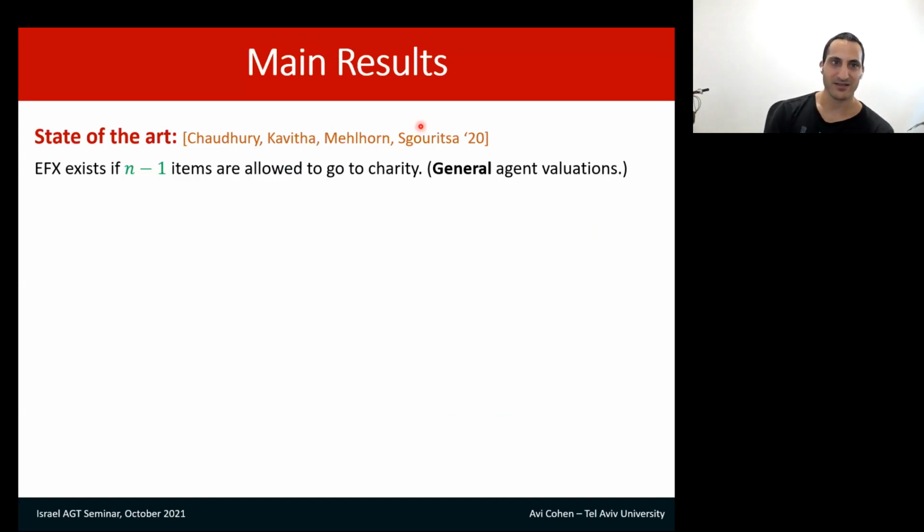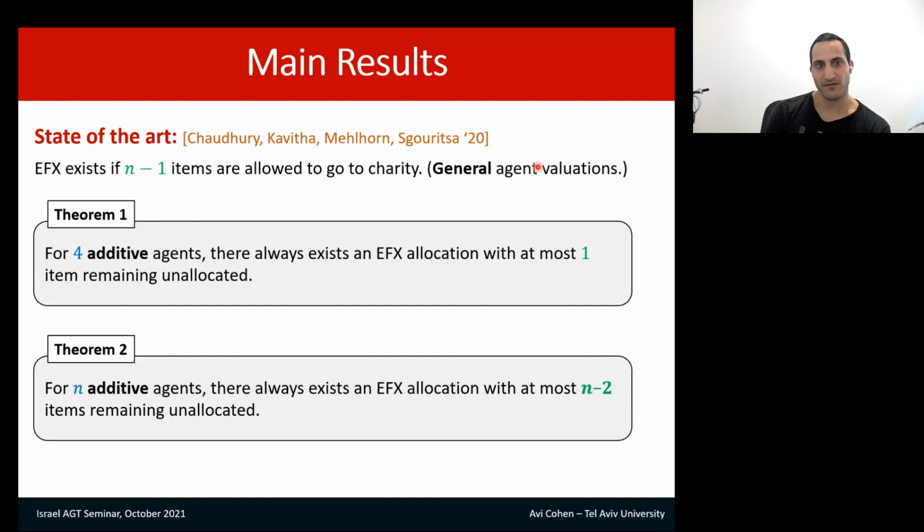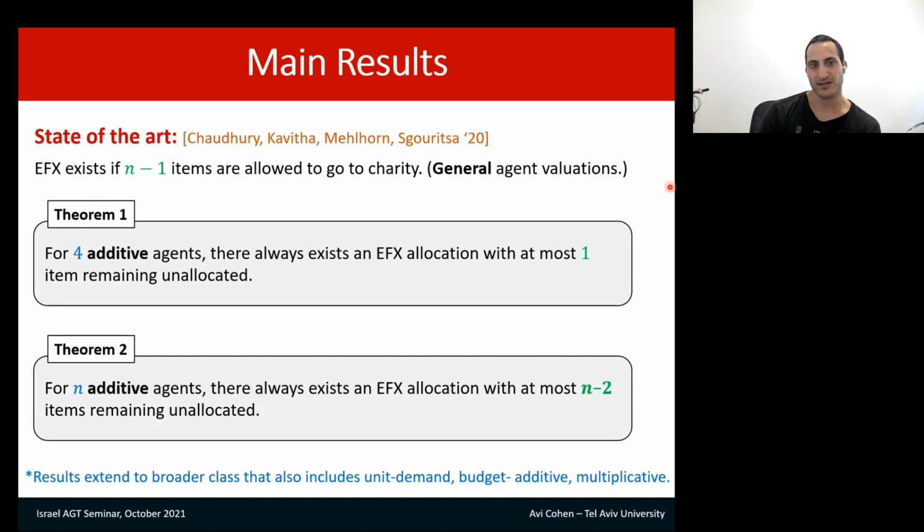Okay, so the main results. Just a reminder, this is the state of the art: n-1 items are allowed to go to charity. The main theorem is that for 4 additive agents, there always exists an EFX allocation with at most one item remaining unallocated, and no one envies that unallocated item. Our second theorem is that for n additive agents, there always exists an EFX allocation with at most n-2 items remaining unallocated. So we have one item less, but now it's for additive valuations, whereas the previous result was for general valuations. Our results extend beyond additive to a broader class of valuations that include unit demand, budget-additive, and multiplicative valuations, among others.